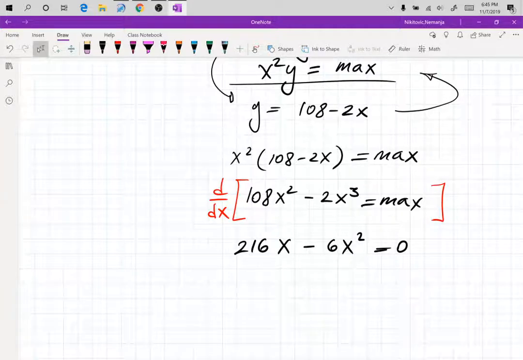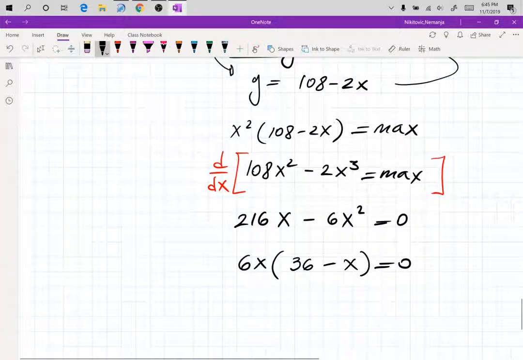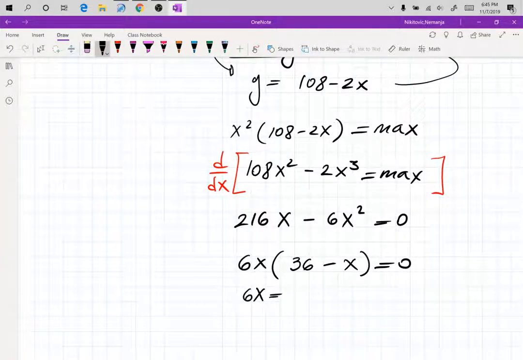Now, 216 is divisible by 3, and it's even, which means it's divisible by 6, so we can factor out 6x. 6 into 1 goes 3. Minus x equals 0. When we solve the first equation, we get x equals 0.